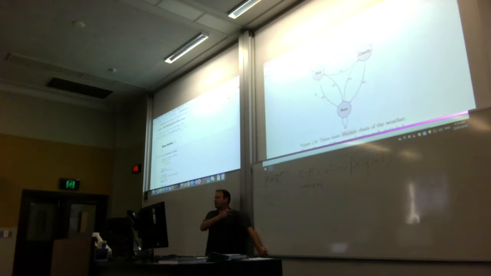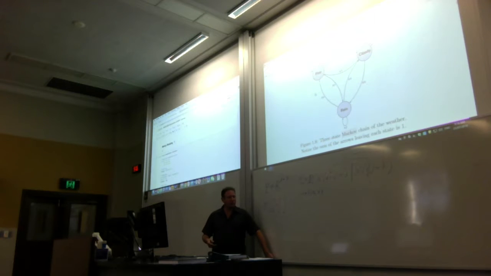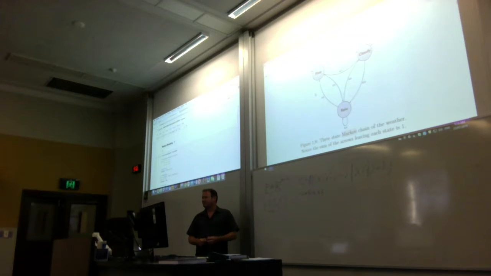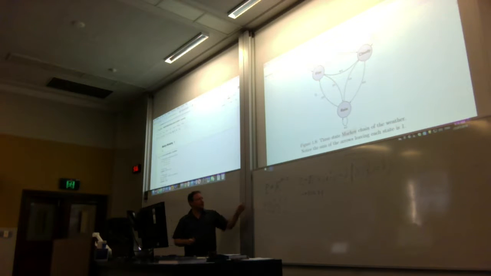What is multiplying a matrix by a column vector of 1s going to result in? Yeah, go ahead. The sum of rows. The sum of each row, right. So the sum of each row.